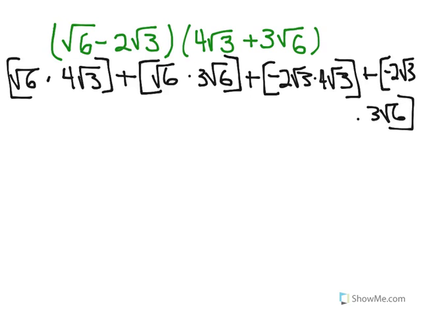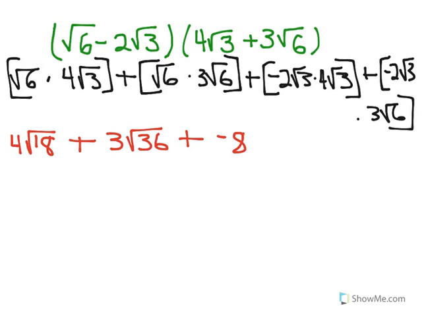And our first product is 4 radical 18, plus our second product becomes 3 radical 36, plus our third product becomes negative 8 radical 9, and then finally our last product becomes negative 6 radical 18.